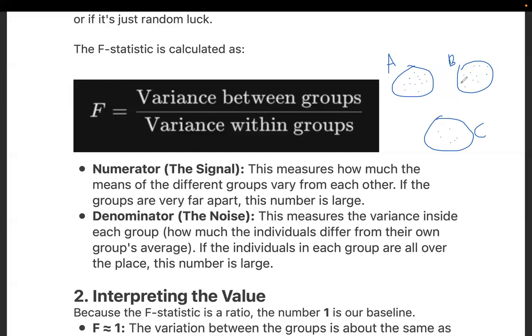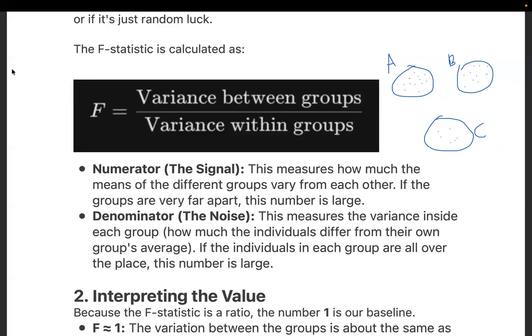So if they are pretty much similar within themselves, that's a good thing. And you have a very high difference between groups, or very high variance between groups, meaning high difference, and little difference within, that is the ideal situation. That means you get high F. High F means statistically different, so at least one of them is significantly different from the others.